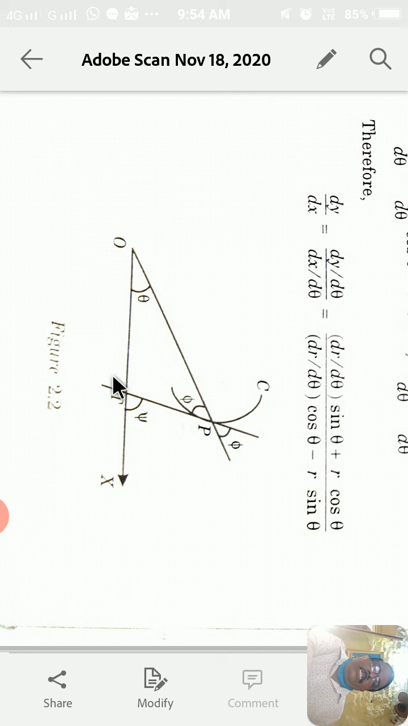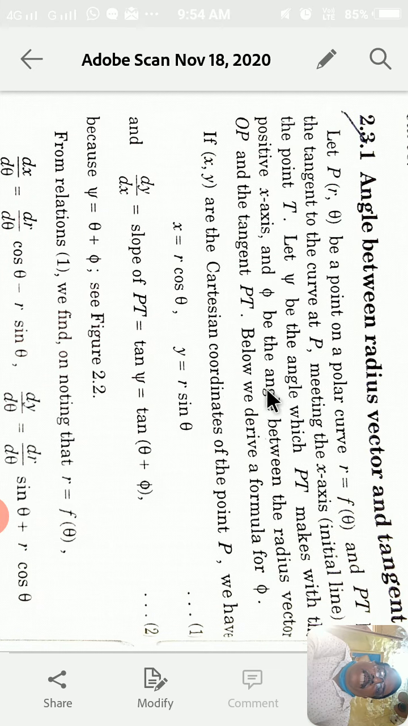PT is the tangent, OP is the radius vector, and these two lines, OP and PT, intersect at this point and make an angle phi here. So this phi is known as the angle between the radius vector and the tangent. Now we derive the equation.